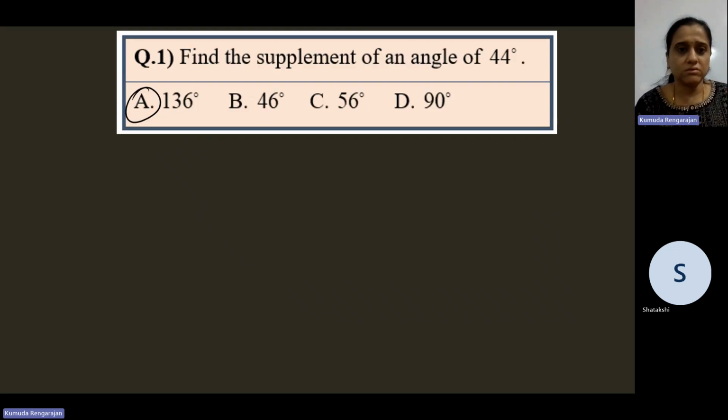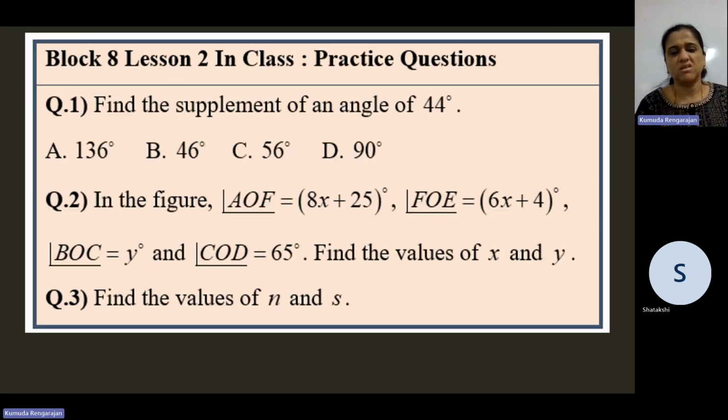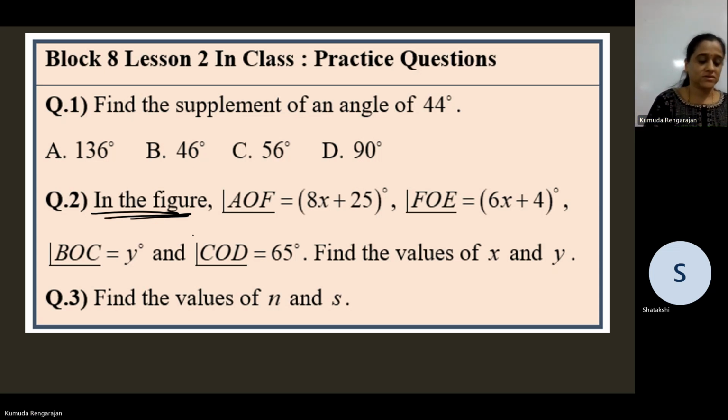Yeah. We'll work. One second. Where's the figure? Oh, I forgot to put the figure here. The question says in the figure. I don't have the figure, sorry. No, one minute.